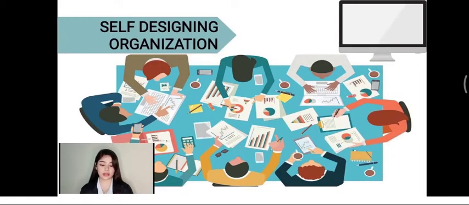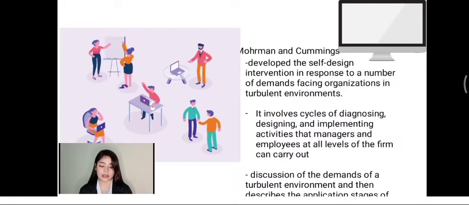Self-designing organizations require the ability to radically and constantly alter themselves. It involves a set of activities: information acquisition, valuation, diagnosis, design, implementation, and assessment. According to Mohrman and Cummings, the self-design intervention was developed in response to a number of demands facing organizations in turbulent environments. It involves a cycle of diagnosing, designing, and implementing activities that managers and employees at all levels of the firm can carry out. We will discuss the demands of turbulent environments and then describe the application stages of self-design.